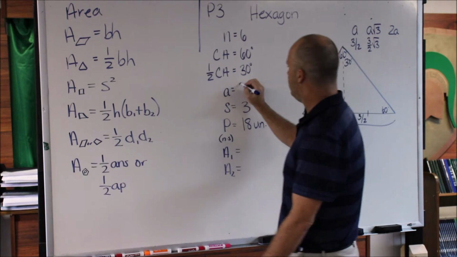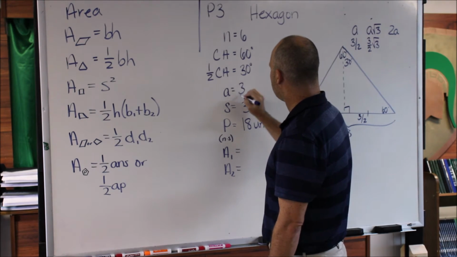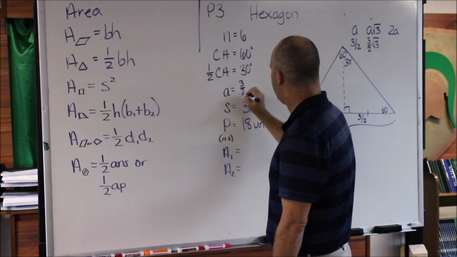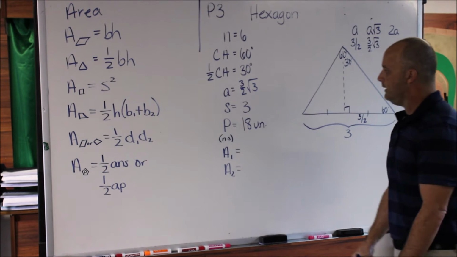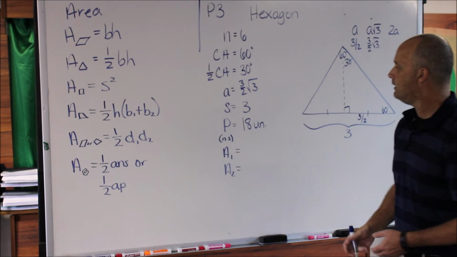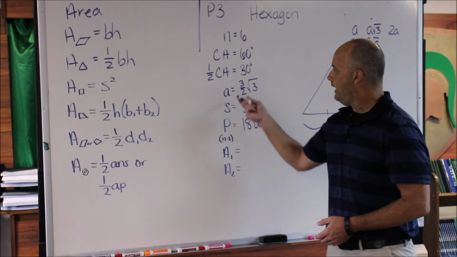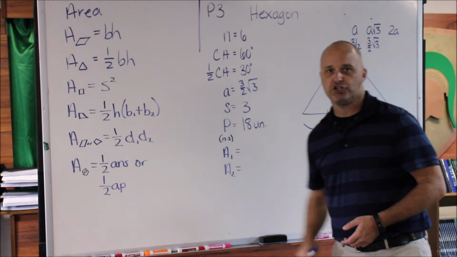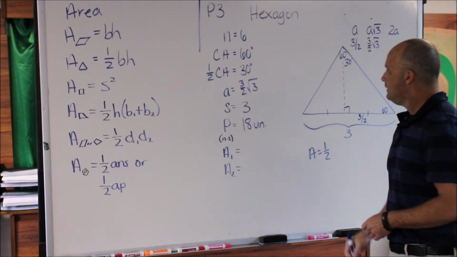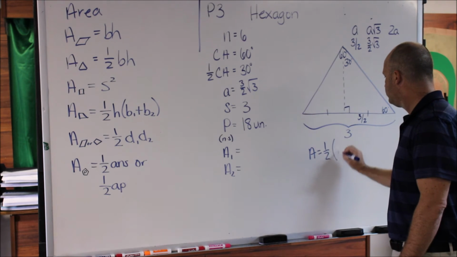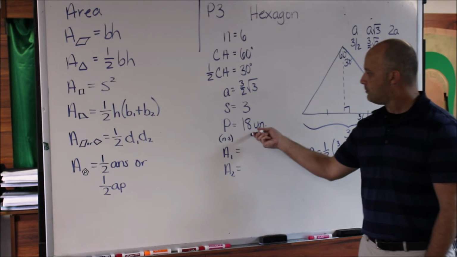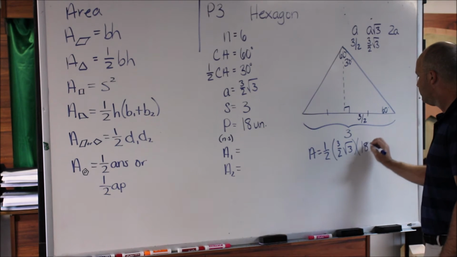So I'm going to come in over here and write in 3/2. Wrote that a little bit too big, so reduce the size of that. 3/2 square root of 3. Once I have that, I can start looking for the area because I have the perimeter and I have the apothem. I have enough information to go into my formula. So A equals 1/2 times the apothem, 3/2 square root of 3, times the perimeter, 18.